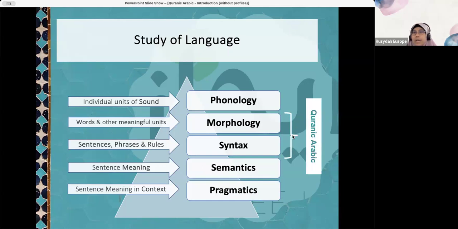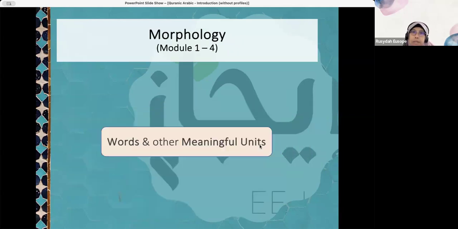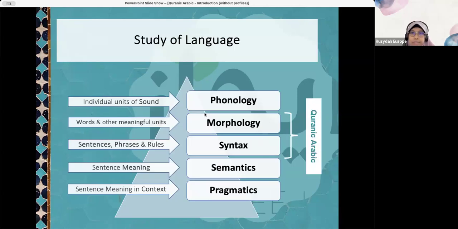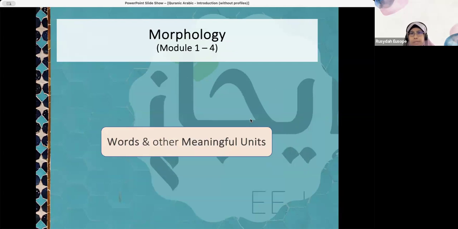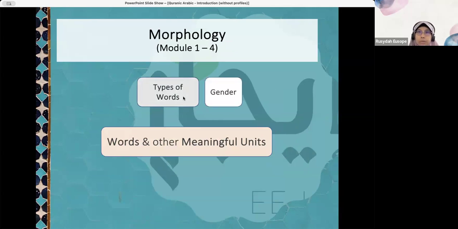Currently we have 8 modules. All the 8 modules will be covering topics under morphology and syntax. An example of the morphology level: I mentioned some of the examples just now. In today's lesson, for example, we will learn about types of words, anwa'ul kalimah in Arabic, and how to identify verbs, nouns or particles.